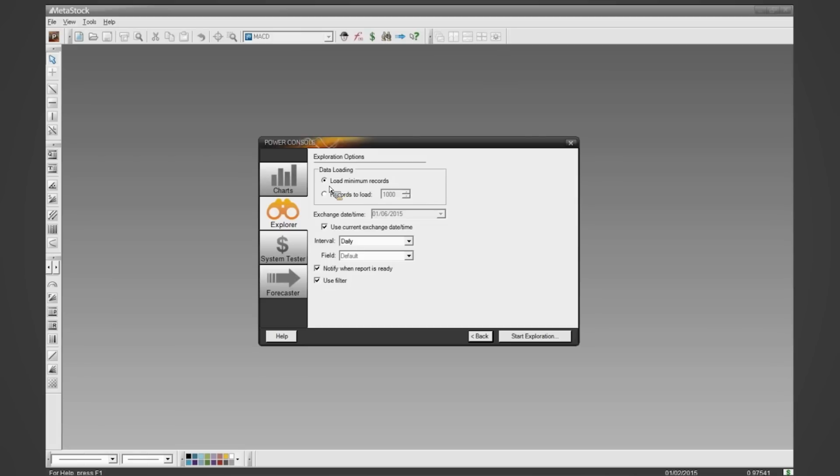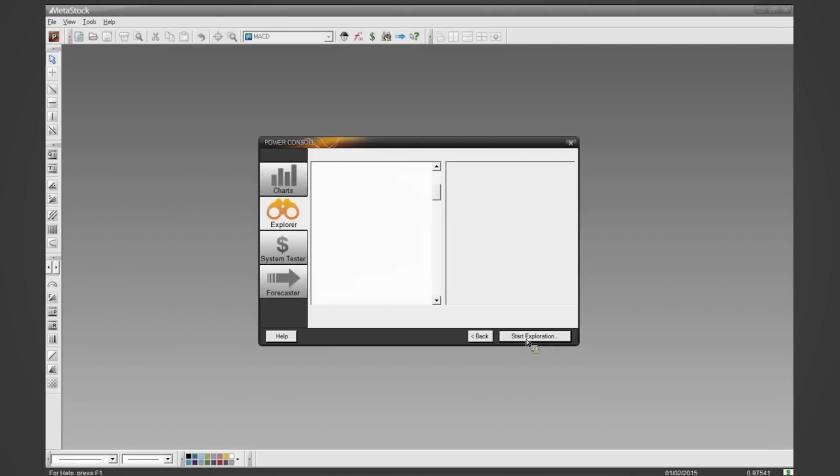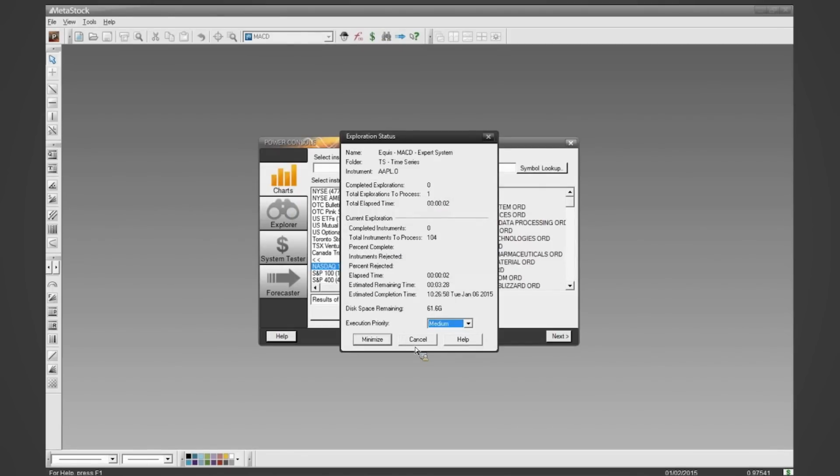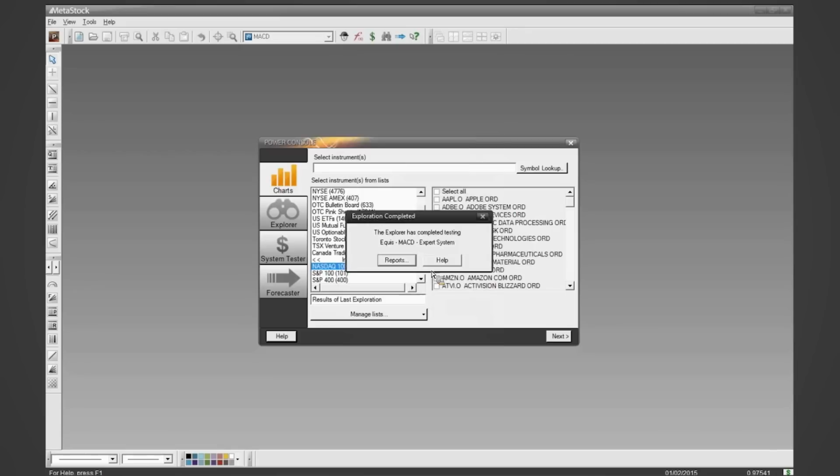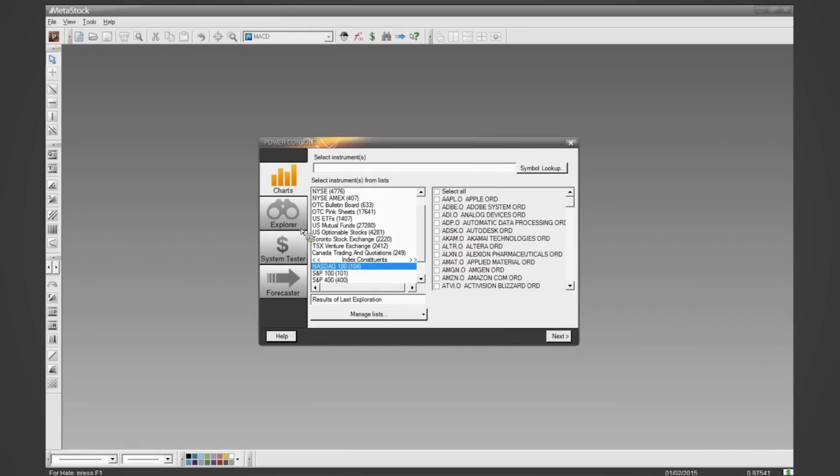Now here under data loading, for this one, we're just going to load minimum records. We're going to use the current time, and we're just going to start our exploration. What you'll see in this scan is it'll go through and tell you what it's rejecting. About 90% don't have any kind of signal today at all, because all we want to see is what's happening today. So let's go ahead and choose reports.